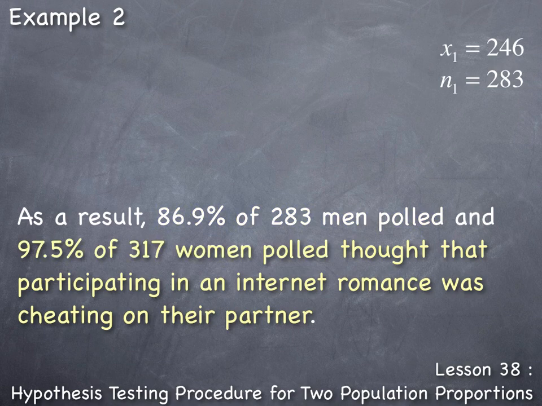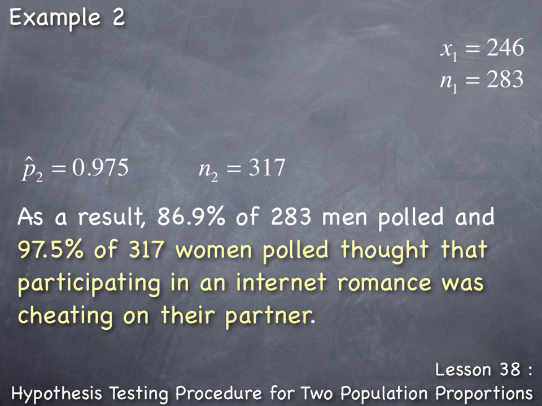We're also told that 97.5% of 317 women polled thought that participating in an internet romance was cheating on their partner. So here, the 317 women polled is our second sample size, or n2 equals 317. And the 97.5% is our second sample proportion, or p2 hat. So p2 hat equals 0.975 decimal.